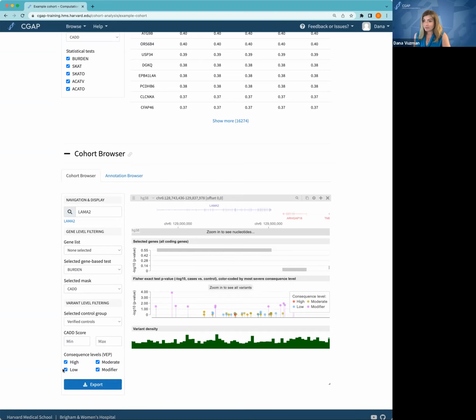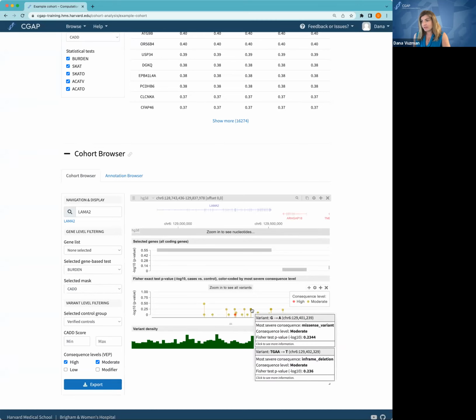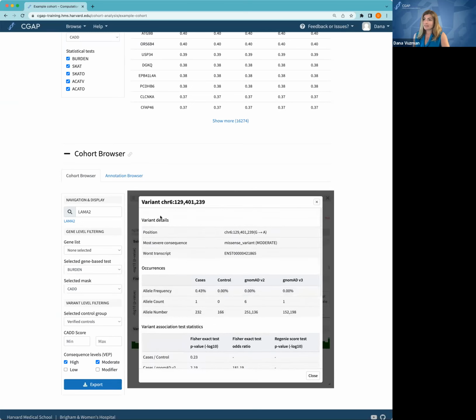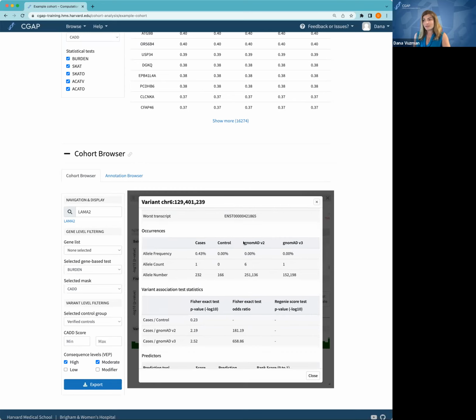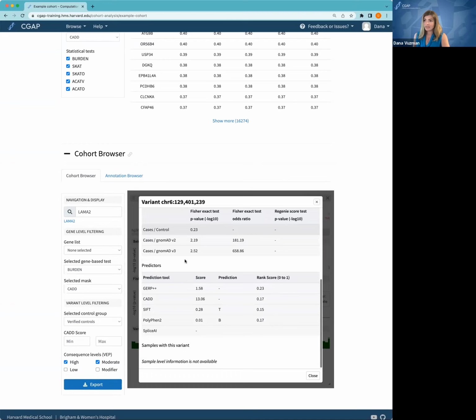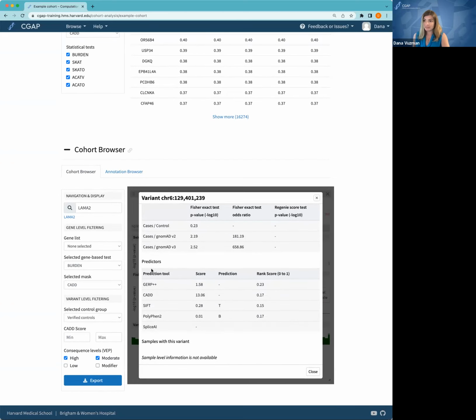And if we exclude from our visualization the low and modifier consequence levels, and we click here, we can see that not all the moderate variants were included. And when we go, for instance, to this variant, we can click and we can see that there are variant details in terms of the position, the occurrences with cases, controls, and gnomAD version 2 and 3. We can also look at the variant association test statistics, and we can look at several annotations from the predictors, including GERP, SIFT, PolyPhen, SpliceAI.